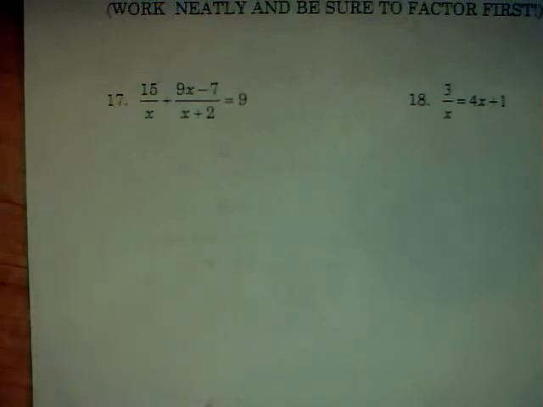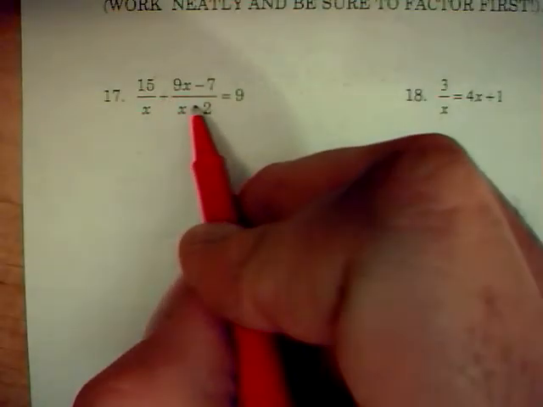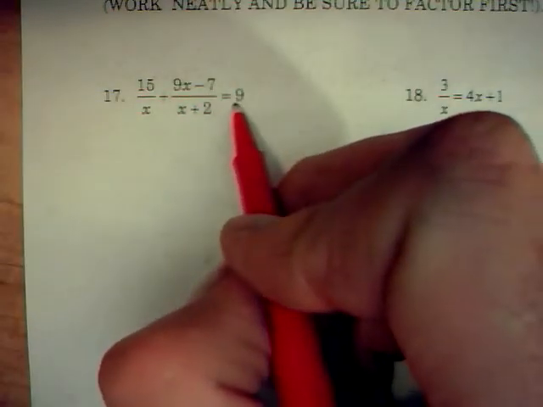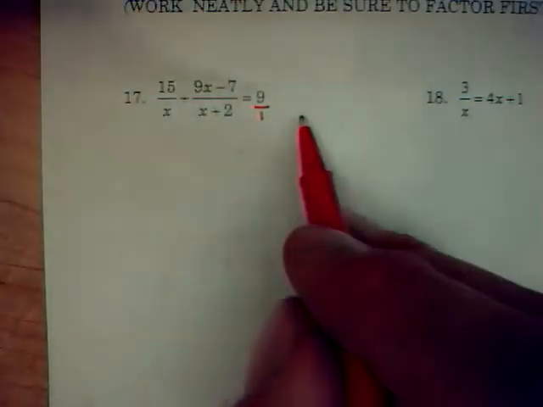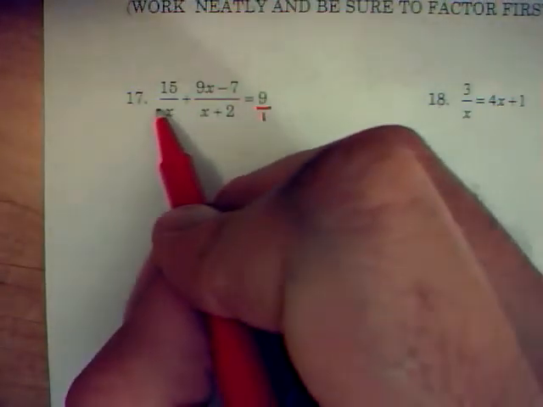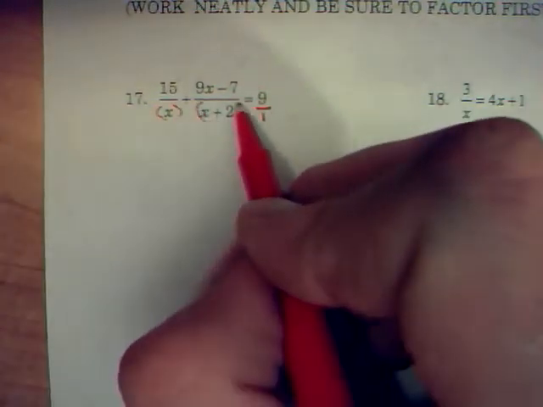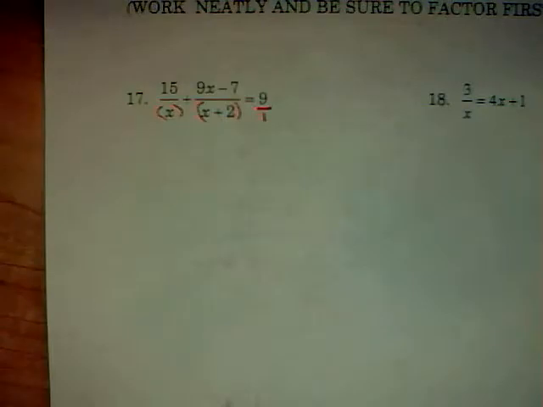All right, last two here, 17 and 18. On number 17, it appears we have a fraction plus a fraction equals a number, and that number would be over 1. So we do have a fraction plus a fraction equaling a fraction here. And we would look to factor first, and it doesn't appear that x can factor or x plus 2 can factor, and that's just a 1.